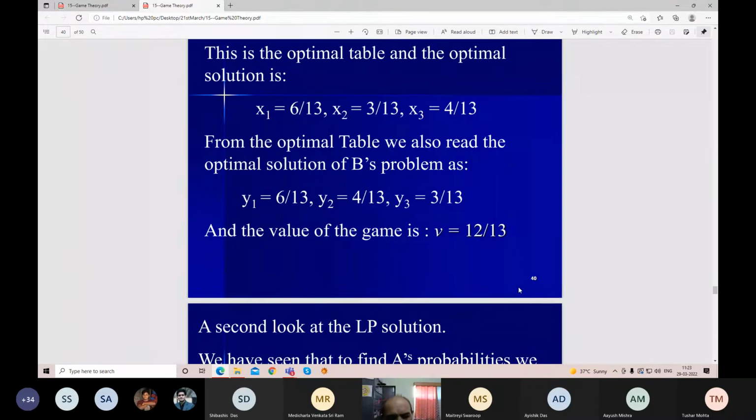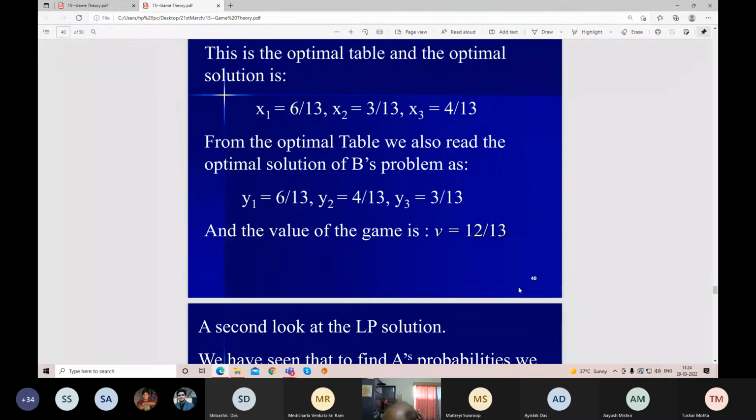And sometimes there are 2 zeros in every row and every column. That is possible also. So you can select one of them. If that is the case, then you have multiple optimal solutions for this problem. So these are the rules.